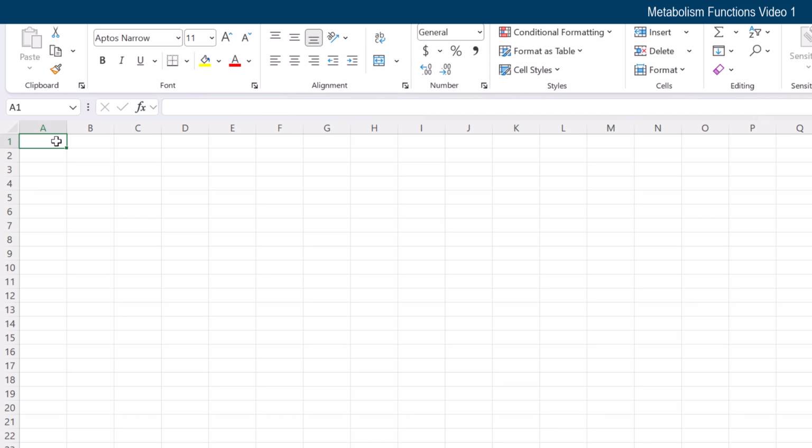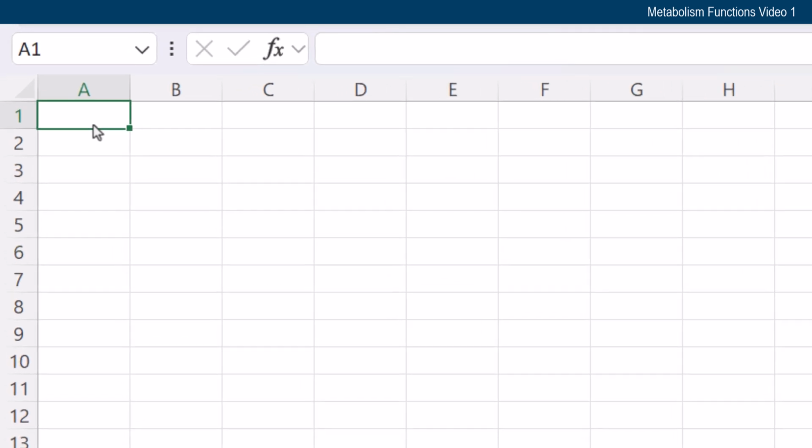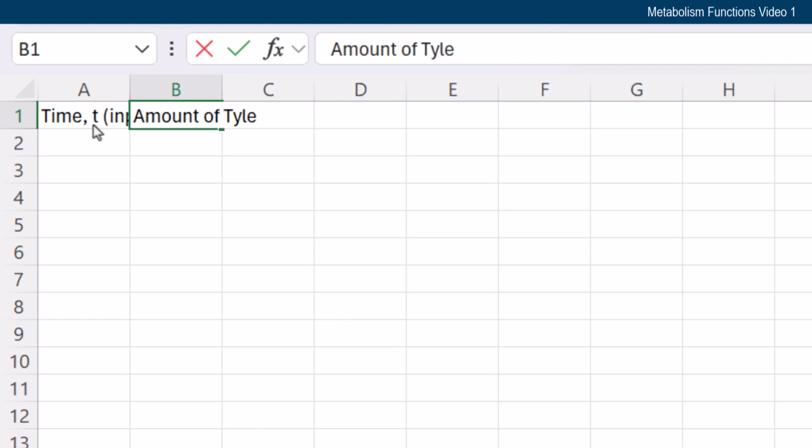All right, so we're going to start off our Excel spreadsheet, or any kind of spreadsheet. You can be using Google Sheets. In the very first column, write time, which is represented by T, and then we can put in parentheses that stands for the input. In the B column, we're then going to type in the amount of Tylenol, which is our Y value. And if you want to put in parentheses, that is our output.